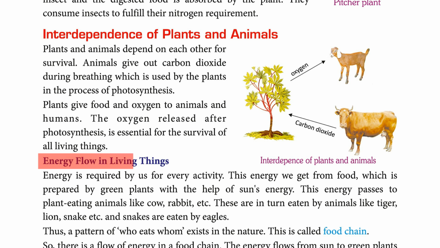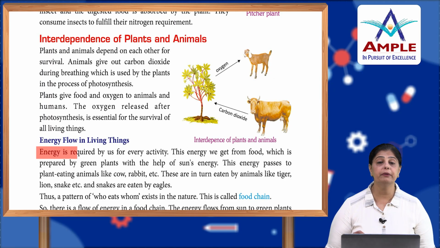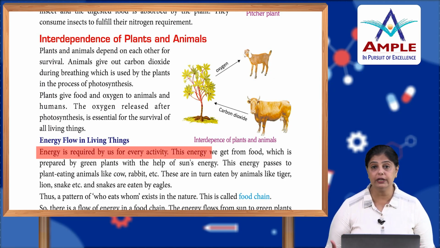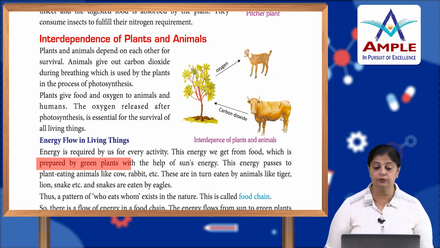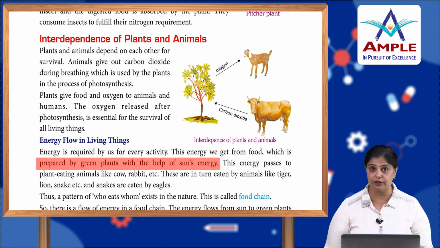So, now let us talk about energy flow in living things. We all require energy to do anything that we need. Anything and everything, we need energy to do it. Now, energy is required by us for every activity. Where do we get this energy from? We get this energy from the food which is prepared by green plants with the help of the sun's energy.